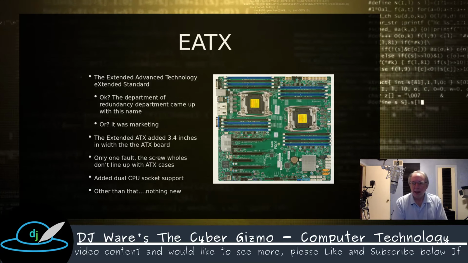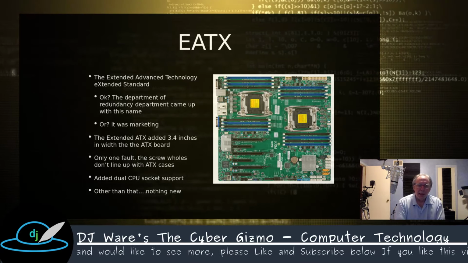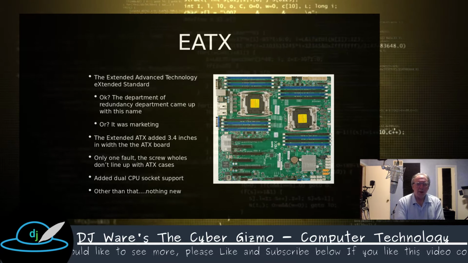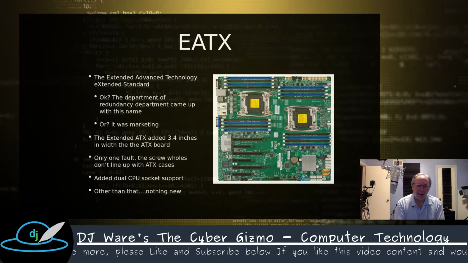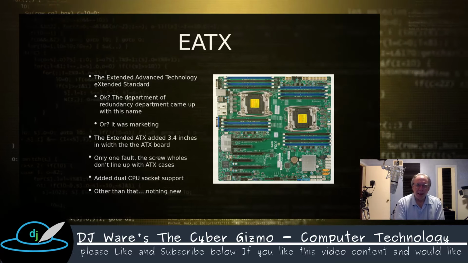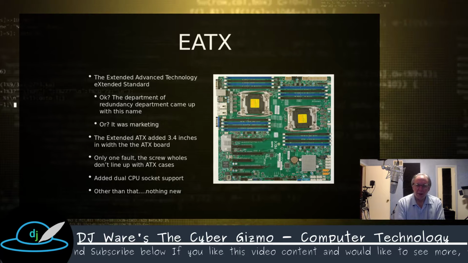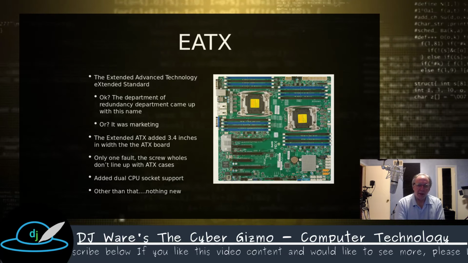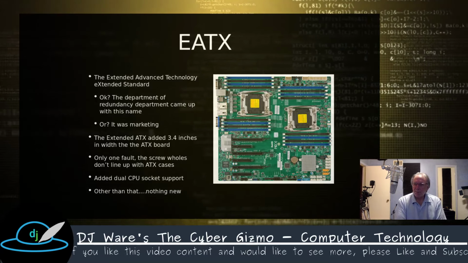But the EATX added 3.4 inches to the width of the motherboard. It had one problem: the screw holes in the motherboard didn't line up with the ATX cases, so you had to have a case designed for EATX. It did add dual CPU support and some additional PCI lanes, or connections.